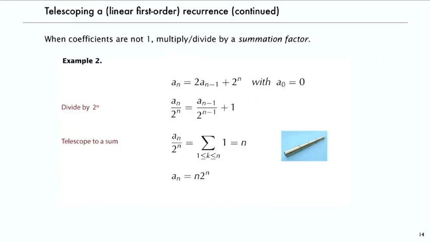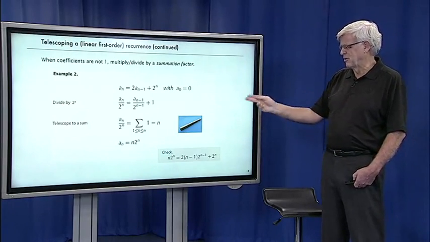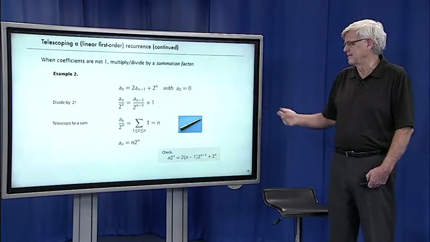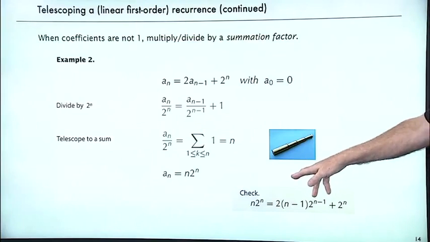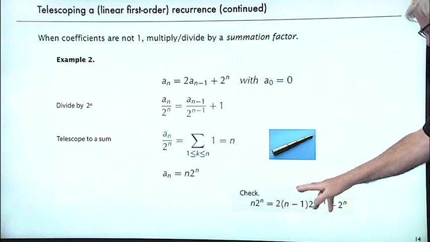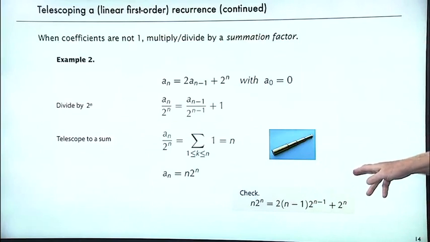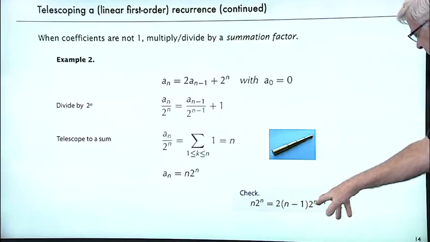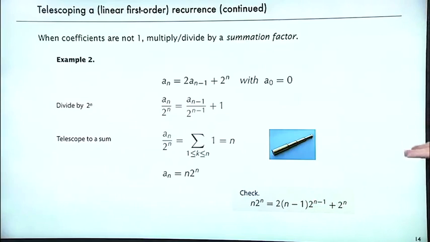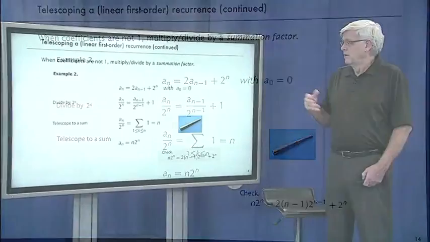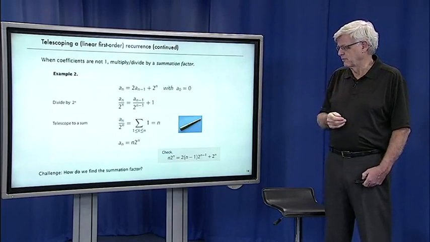And then again, if you don't believe the solution, and you should always do this even if you do believe it, check that it works. So if we put n 2 to the n, and 2 times (n minus 1) 2 to the n minus 1, plus 2 to the n, then do the math. That's 2 times 2 to the n minus 1, that's 2 to the n, so we have n 2 to the n minus 2 to the n plus 2 to the n, so that checks. So that's a solution to a recurrence with a constant first coefficient.